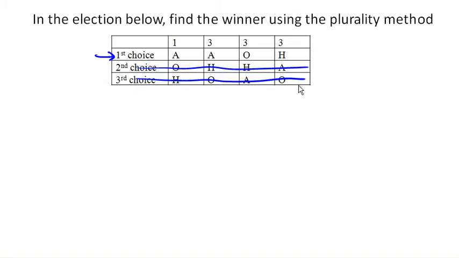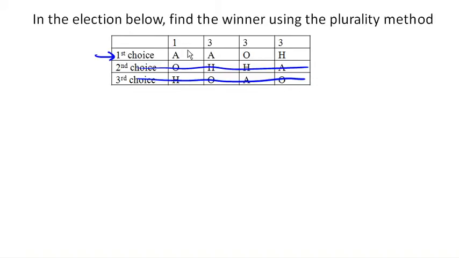Now, this is slightly different than majority rules because majority implies 50%. More than 50% is a majority. When we have more than two options, it's quite common that none of the choices get 50% of the votes.